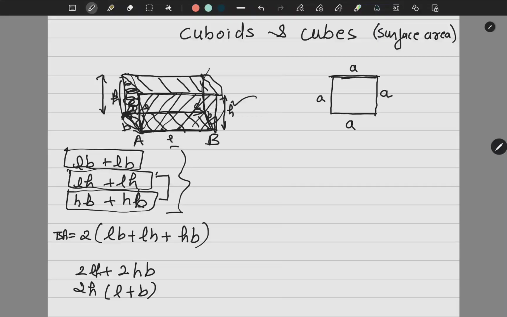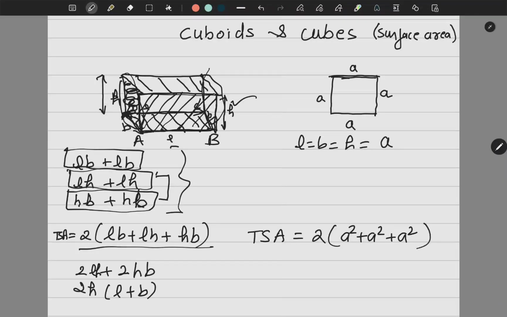Now when I talk about the cube, everything is applicable in the cube as well. The only thing is that L is equal to B is equal to H is equal to A. So if I put in this formula, the total surface area of a cube will be 2A square plus A square plus A square. So it will become 6A square. So these are the two basic concepts.